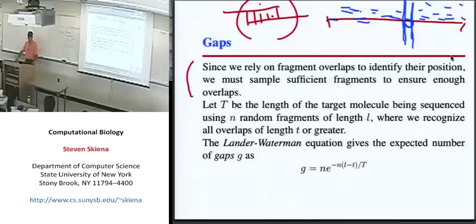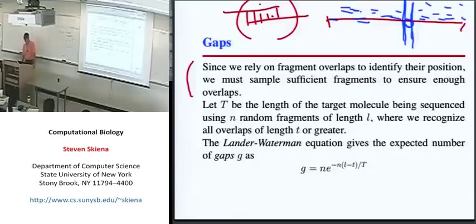So one, that's a minimum notion of what I need to think about in order to put it back together: I need to sample with enough frequency that I am pretty sure that I will see every base, okay? And not only will I see every base, but I will see every base overlapped by some other fragment enough that I'm pretty sure that I can put it back together. Does everybody see that?